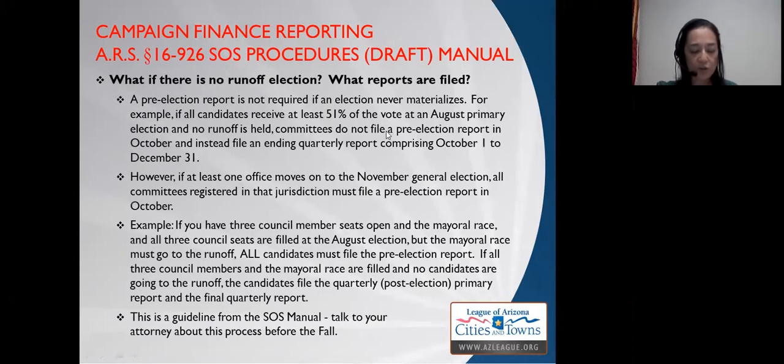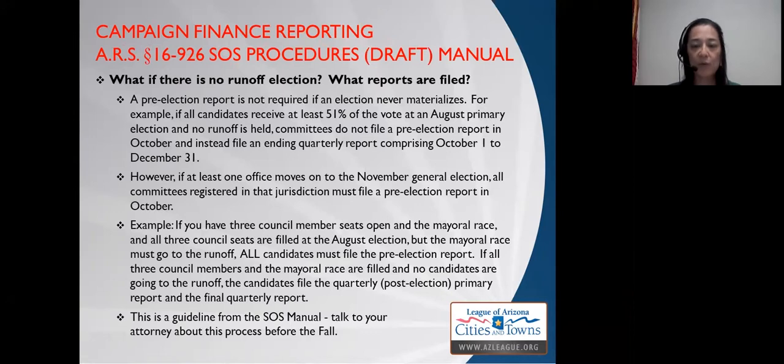So what if you don't have a runoff election? So what reports are filed? So this is important. Again, this is from the procedures manual. They've kind of given us some guidance. So a pre-election report is not required if you don't ever have the election.